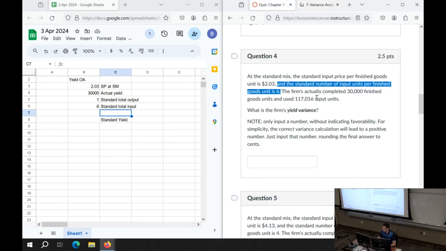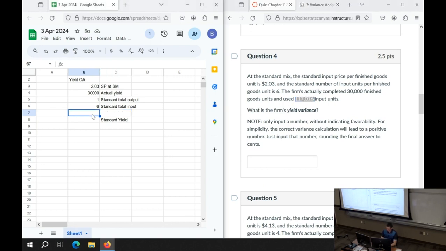So what we're saying is, look, given the fact that we used 117,016 input units, we should be getting 1/6 of that in output units. That's how many finished goods units we should have produced with that. So 117,016, that's our actual input. This is input units, FG units.